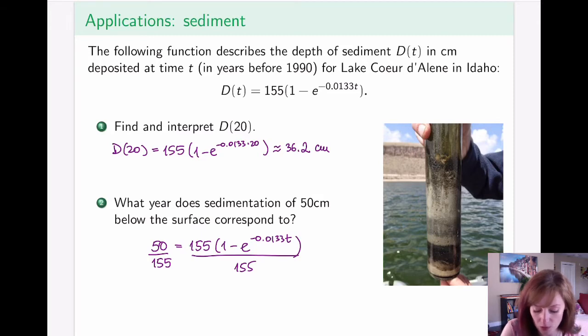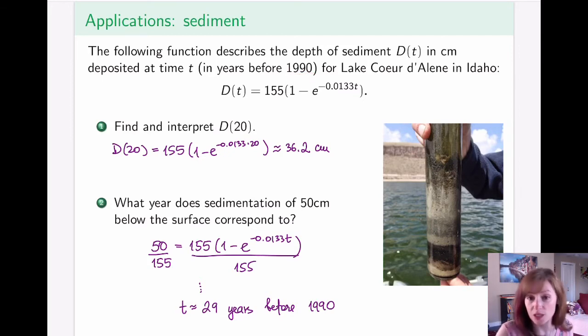That way they will cancel. Then move 1 over, then you can take logarithms, and in the end you should get the value for t as approximately 29. Now t is in years before 1990, so 29 years before 1990. I should have also pointed out that the reason that t equals 0 corresponds to 1990 is because this research actually took place in 1990, and that's when this function was modeled.